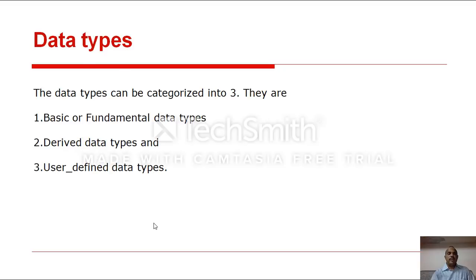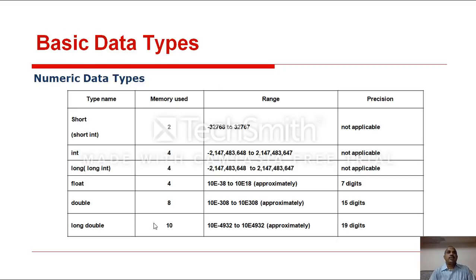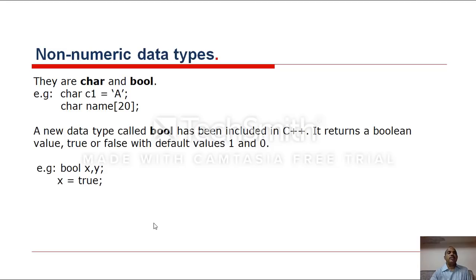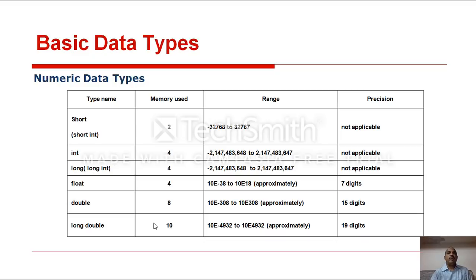Basic data types. The basic data types are again divided into numeric and non-numeric data types. These are the numeric data types and these are the non-numeric data types. There are 6 numeric data types: short, int, long, float, double, and long double. These are the 6 numeric data types, and there are two non-numeric data types.